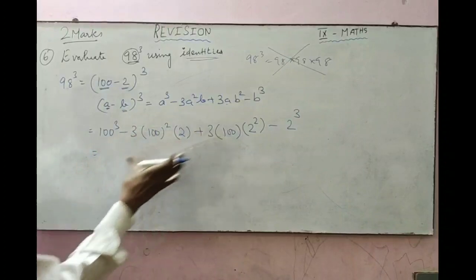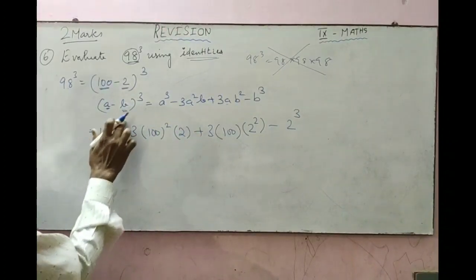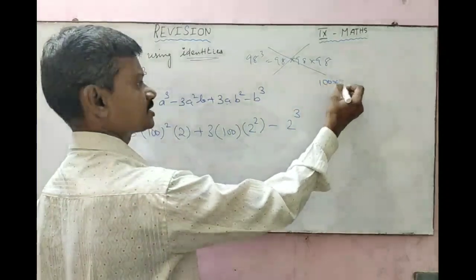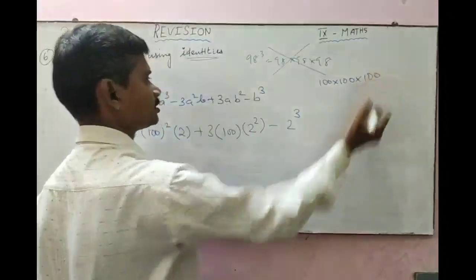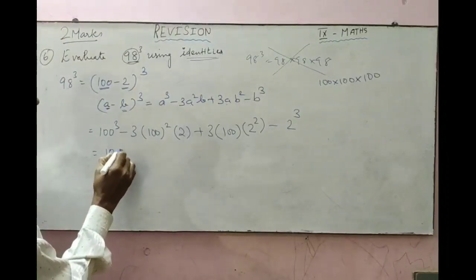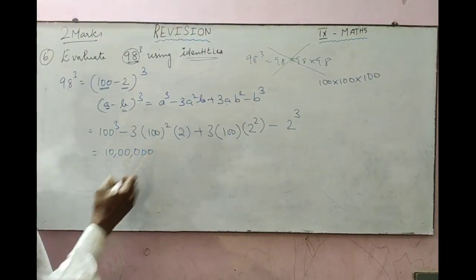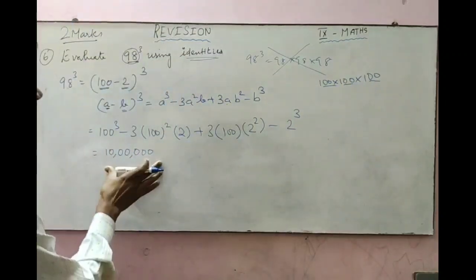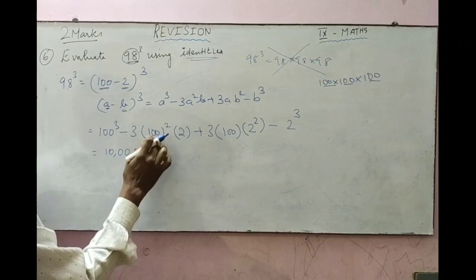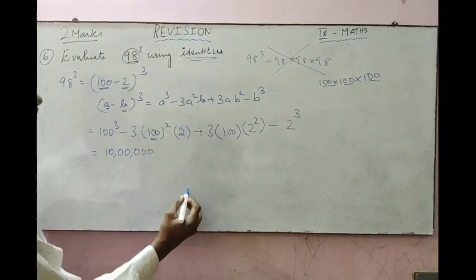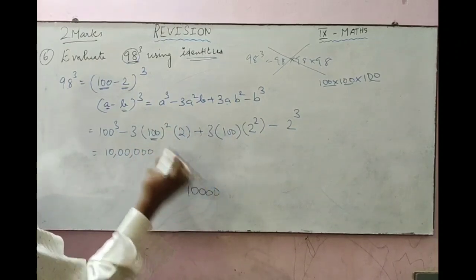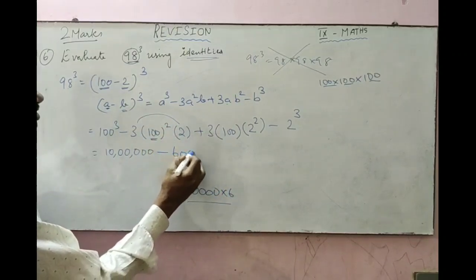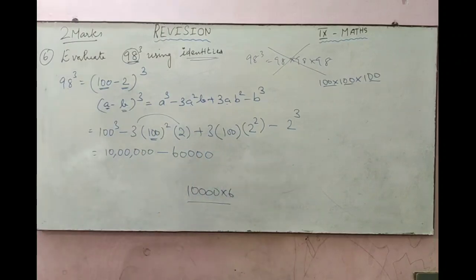Now we have to simplify this and get the answer. So what is the value of 100 cube? 100 cube means you multiply 100 three times, 100 into 100 into 100. So you will get 10 lakhs, that means 6 zeros. 2, 4, 6. So you will get 10 lakhs. Here first you have to square this. 100 square gives 10,000. 3 into 2 gives 6. If you multiply these two, you will get 60,000 as the second term.